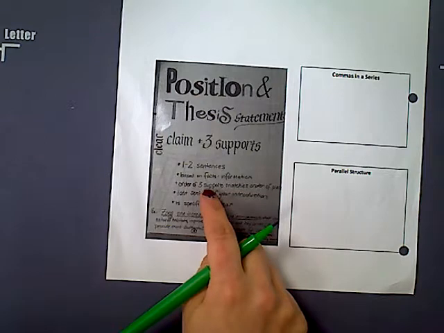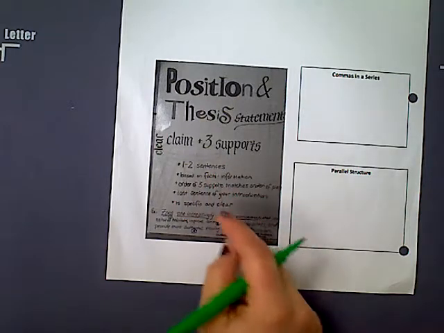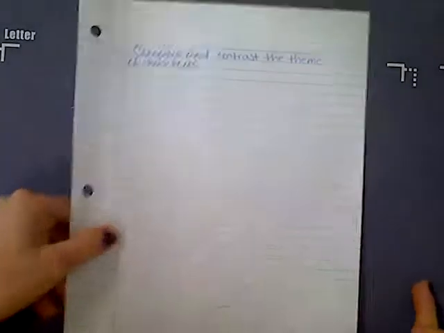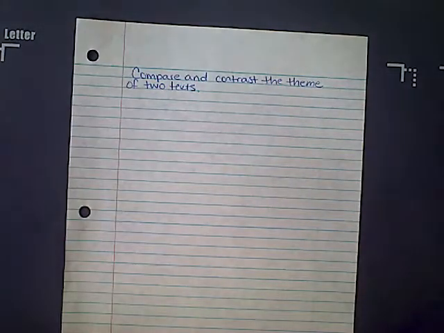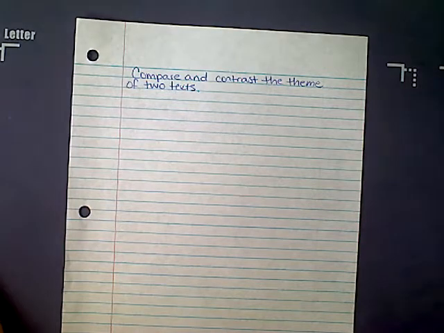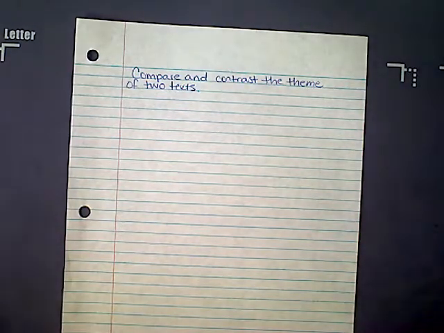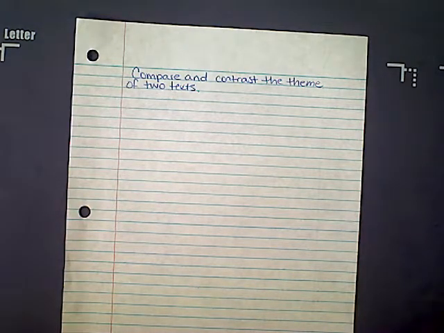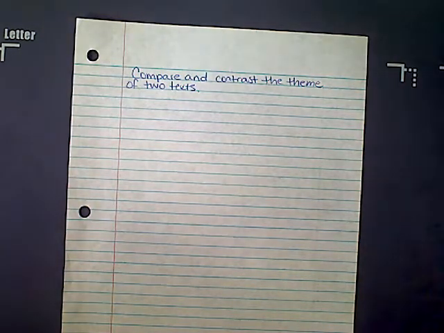The order of your 3 points in your thesis matter. They should match the order of your body paragraph. And lastly, your thesis statement should be the last sentence of your introduction. So let's go back to this prompt of compare and contrast the theme of two texts. This clearly is a compare and contrast essay, so I'm going to need to write a thesis that compares and contrasts two texts, but maybe also shows the commonality between those.